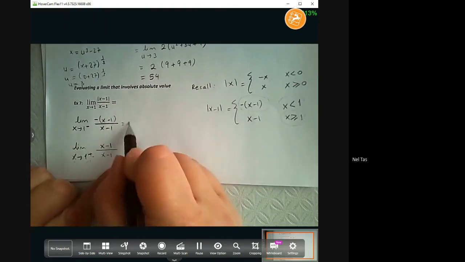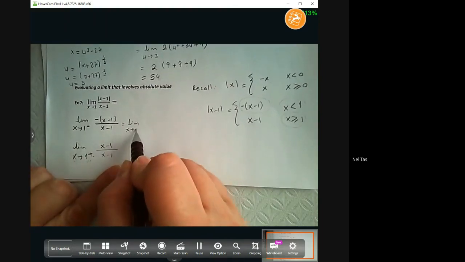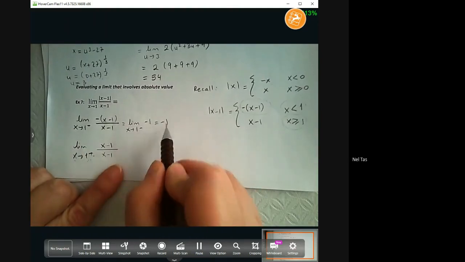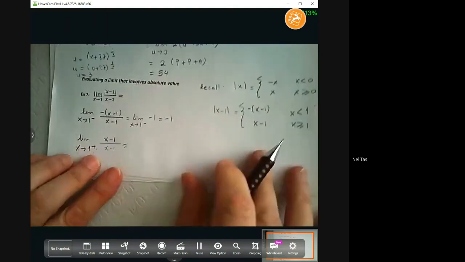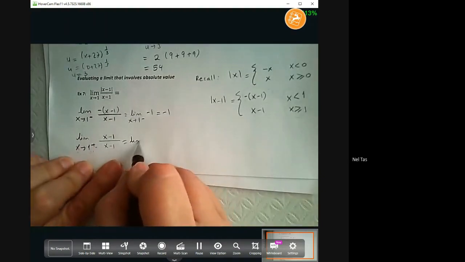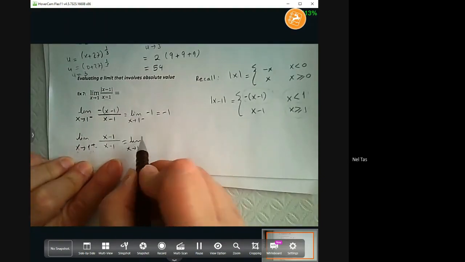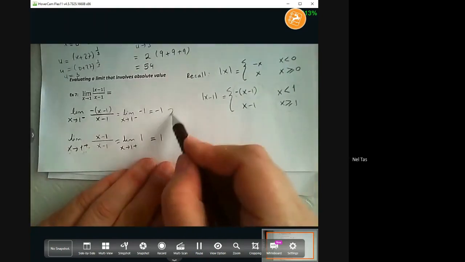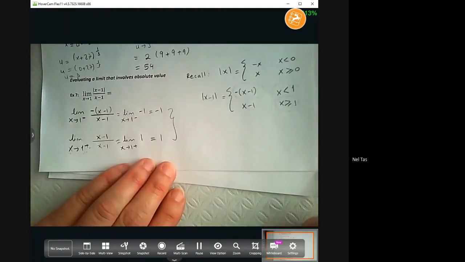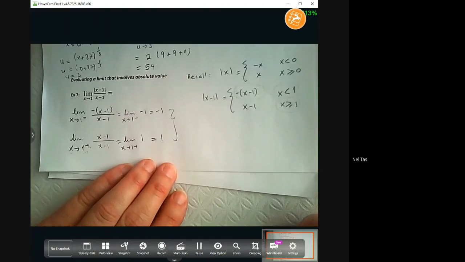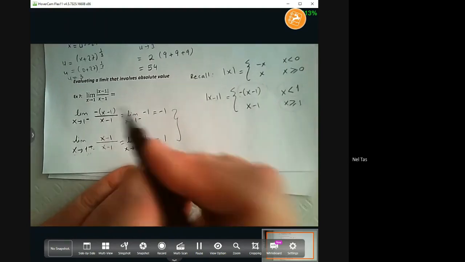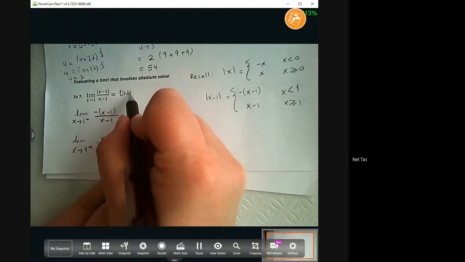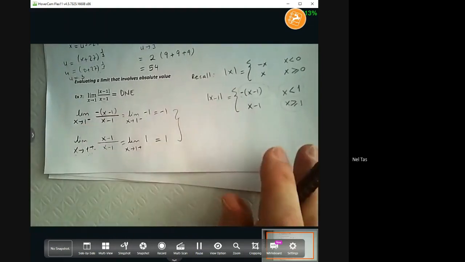Okay, so for the left side limit, we get negative 1. And for the right side limit, we get 1. So the left side limit and the right side limit do not equal each other. Therefore, this limit doesn't exist.